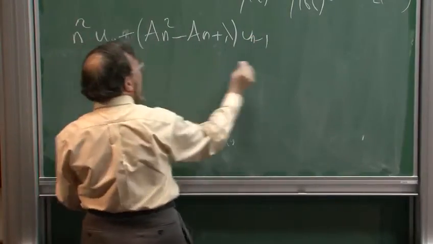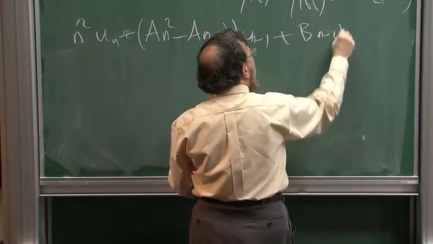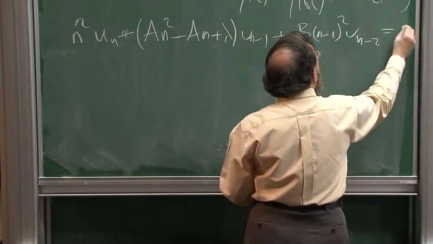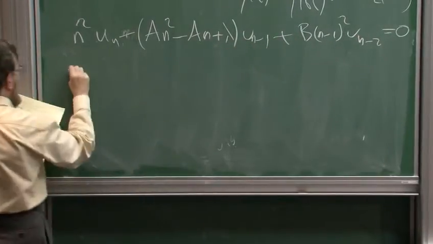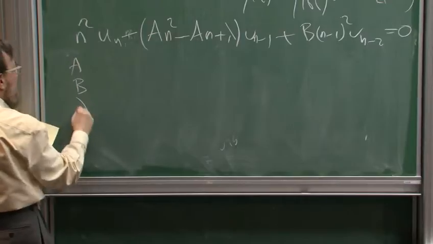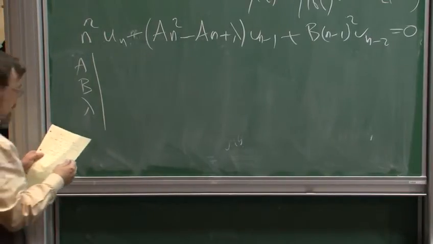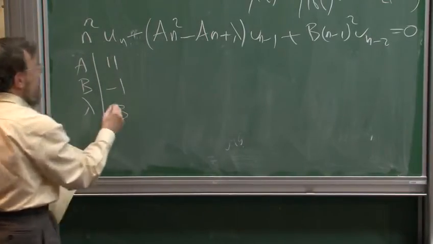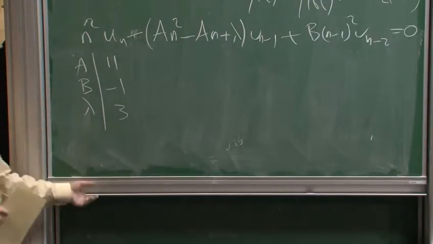Well, let's write it more. So here would be the Apéry equation. In that case, A, B and λ would be, in his case, 11, minus 1 and 3. Okay? So that's the equation that we just had.